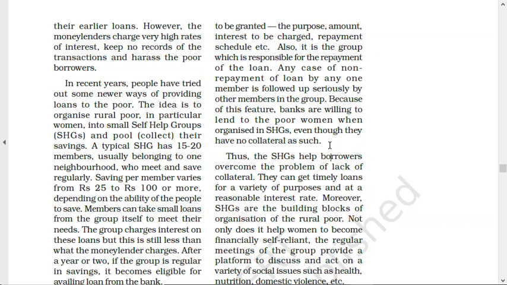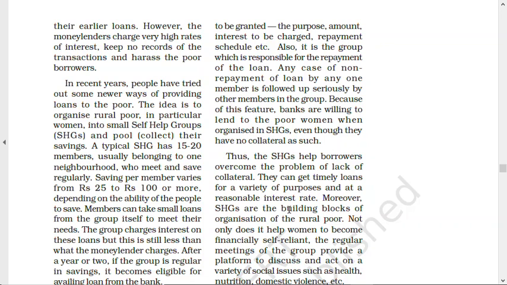So you can see the bank can provide them a loan, 100,000 or 200,000 can easily be given without any collateral, because this is an organization, this is a group, right? And the loan has been given to a group, not an individual. So that's a different matter. Thus, the SHG helps borrowers overcome the problem of the lack of collateral. Number one, they can get timely loans for a variety of purposes and at a reasonable interest rate.